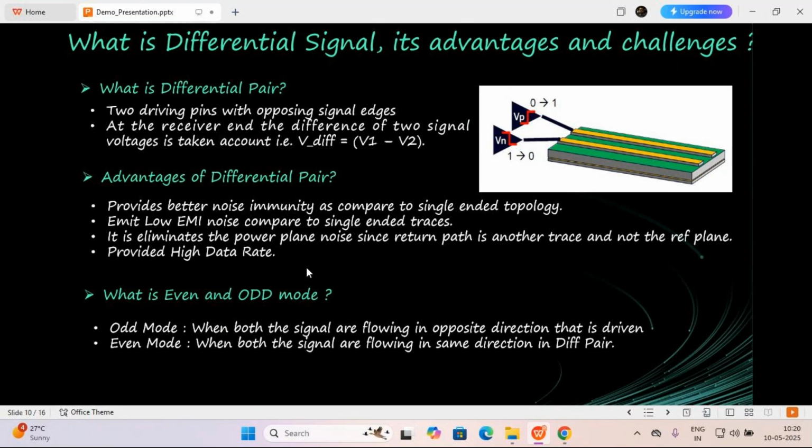Generally, the differential pair is used in odd mode only. Even mode comes into the picture when we have a common mode noise, because the noise getting induced is the same, so its direction will also be the same. That is what we consider even mode, but that is the case when we have noise. In the normal scenario, we classify it as odd mode, because the signals are flowing in opposite directions, driven 0 to 1 here and 1 to 0 there. So this is the normal odd mode operation of the differential pair.